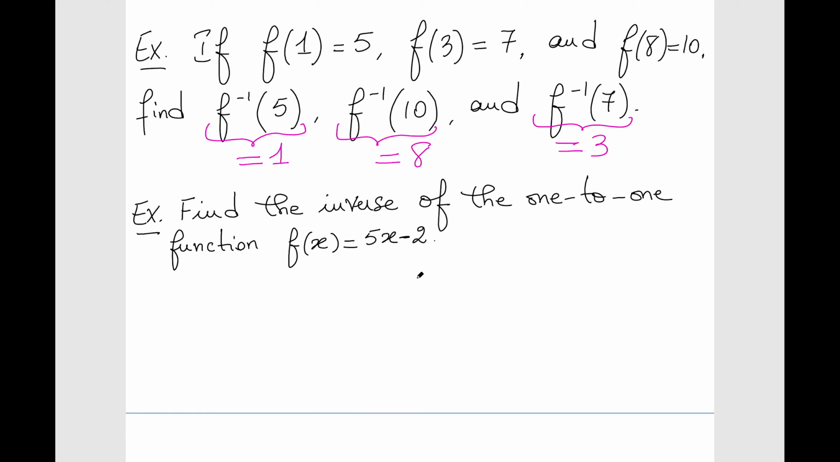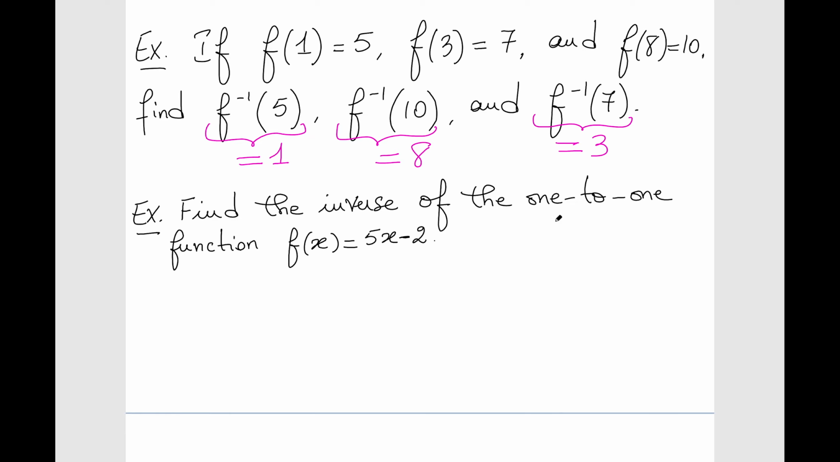So find the inverse of the one-to-one function f of x equals 5x minus 2. Well, 5x minus 2 is an oblique line, which has a y-intercept at -2. So as such, it passes the horizontal line test.